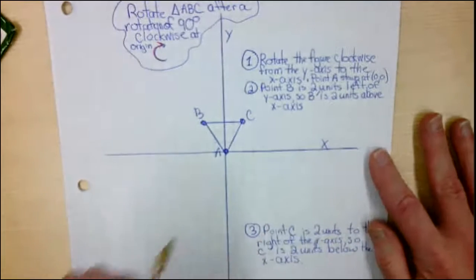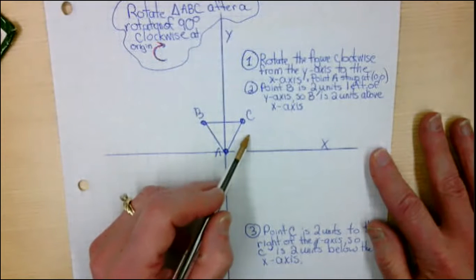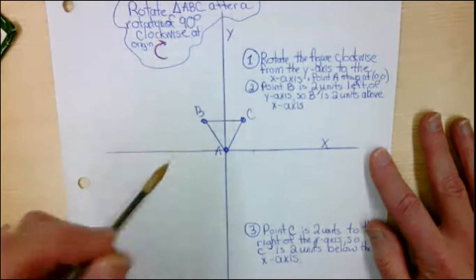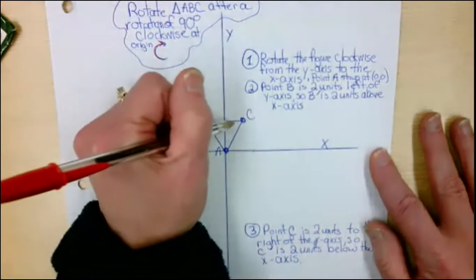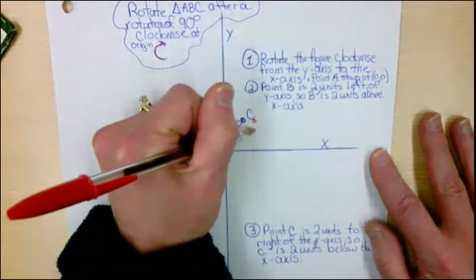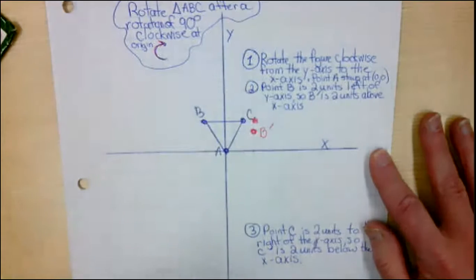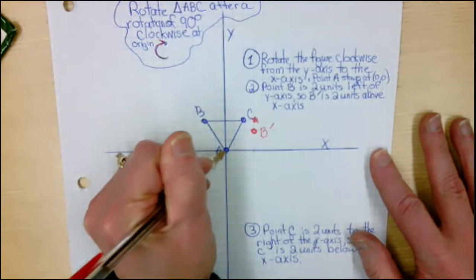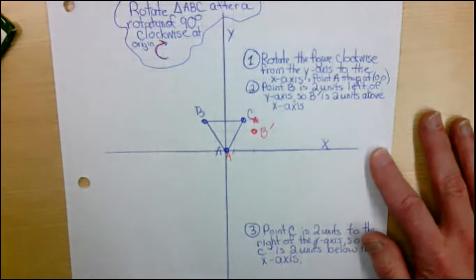Okay, so point B was 2 units left. It will be now 2 units above x. It was 3 units above x. It's now going to be 3 units right of y. So 1, 2, 3 units right of y and 2 units above x. So this is going to be your new B prime. A is going to stay where it is because you're rotating it about the axis. So that's still going to become A prime. That's going to stay the same.